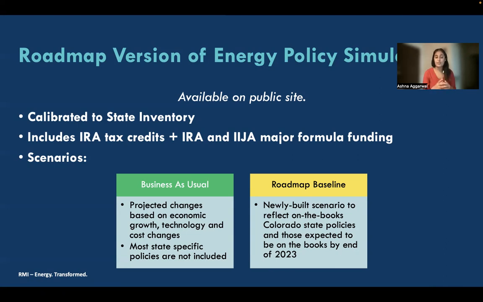And then the two preloaded scenarios that I want to highlight are first, the business as usual case, again, macroeconomic trends, and most state-specific policies are not included in this scenario. And then also this roadmap baseline scenario. This is a newly built scenario by my team to really reflect the on the books Colorado state policies and those expected to be on the books by the end of 2023. I'm going to walk you through documentation that really shows what this entails and show you a few examples.